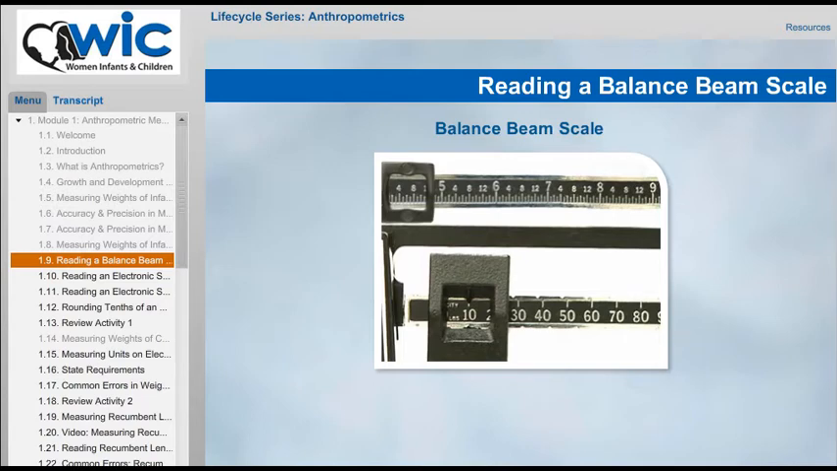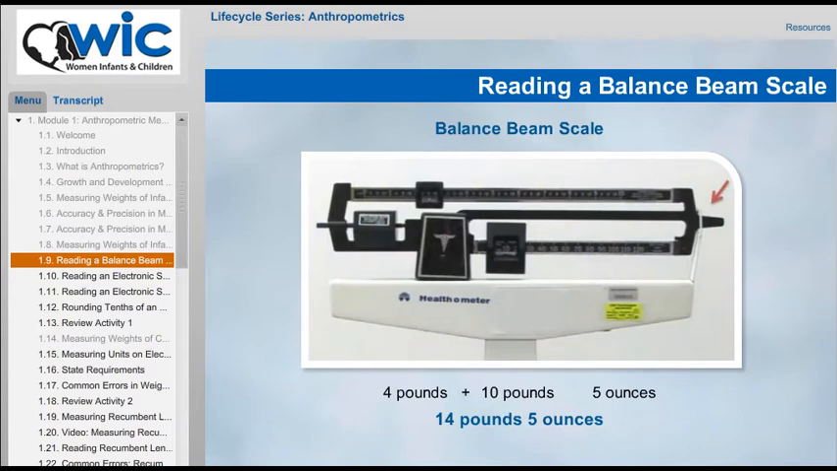As you can see, the lower weight, which increases in 10-pound units, was moved over 1 notch to the 10-pound position. And the top weight, which increases in pounds and ounces, was moved to the 4-pound 5-ounce position, making this child weigh, 4 pounds plus 10 pounds is 14 pounds. Then add the ounces, which are 5, 14 pounds, 5 ounces. And what was this 14-pound, 5-ounce measurement based upon? The indicator arm being balanced in the center.